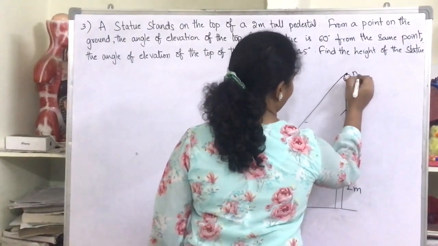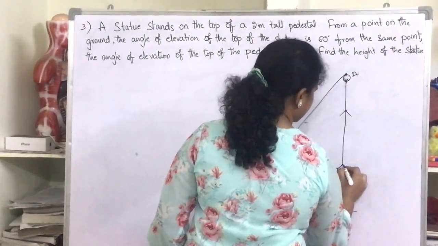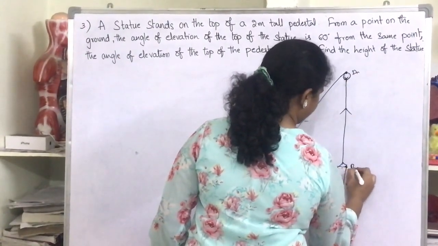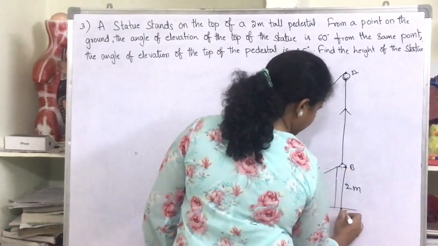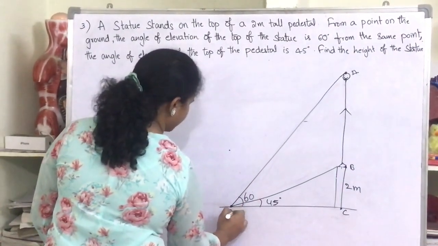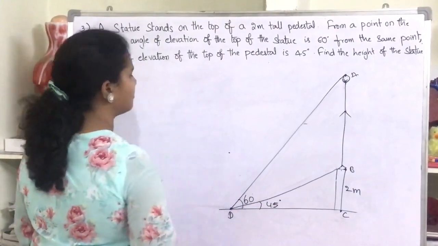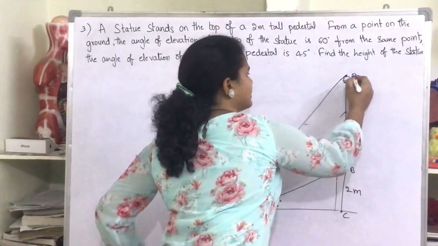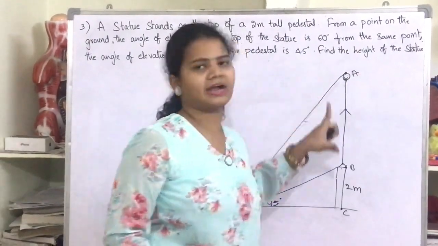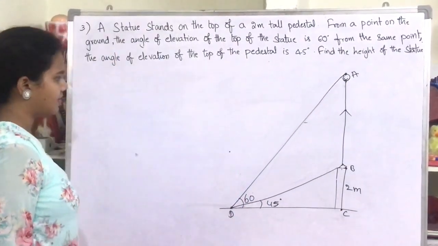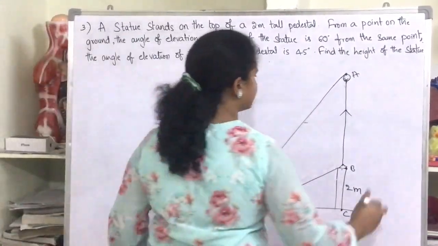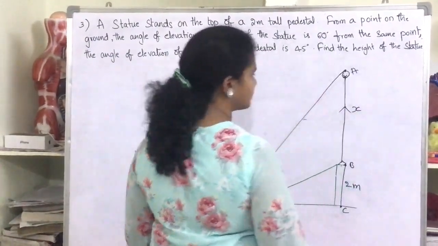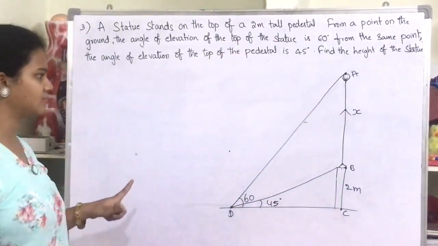Let this point be A. Let this point be B. Let this be C and this be D. Now here we need to find the height of AB. So let the height of the statue be X.